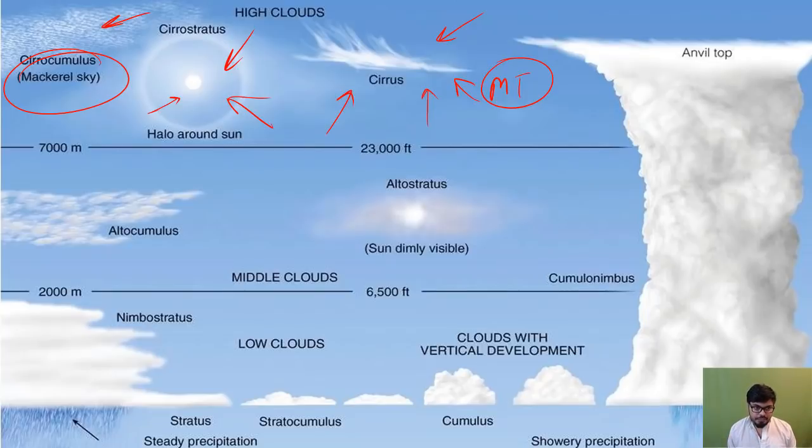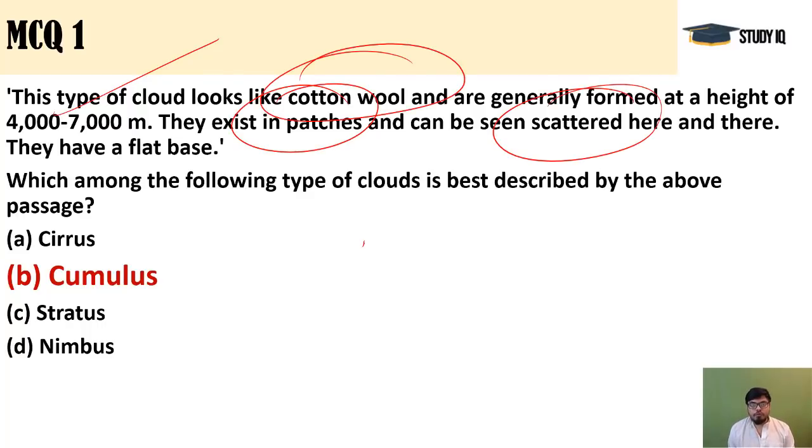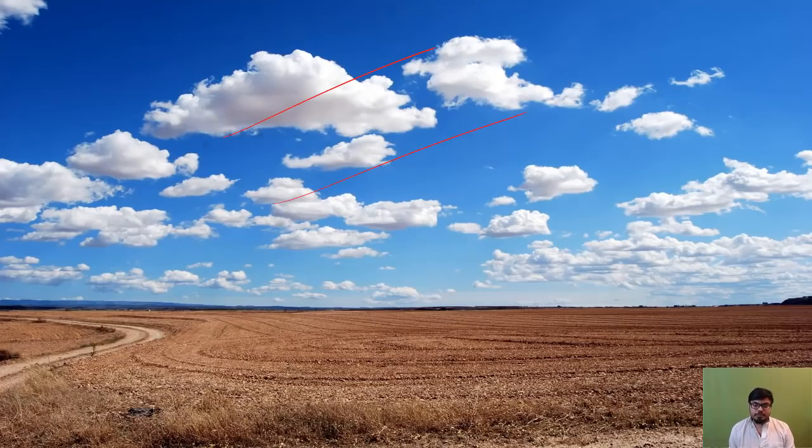Alto means middle, cirro means higher clouds, and nothing is added with the low clouds. Only nimbo or nimbus is added if these are associated with the rains. So the question was asking about the clouds at 4 to 7,000 meters height that exist in patches, can be seen scattered and in a cotton wool form, meaning cumulus forms. So these are cumulus clouds. These are middle height clouds. They are not near the ground, and not at a very high position. So these are simply altocumulus clouds.